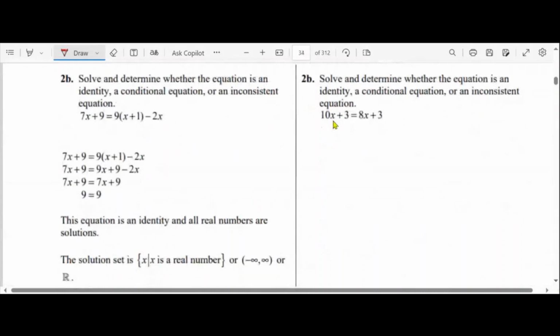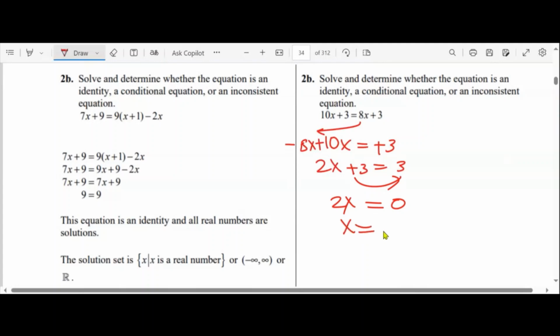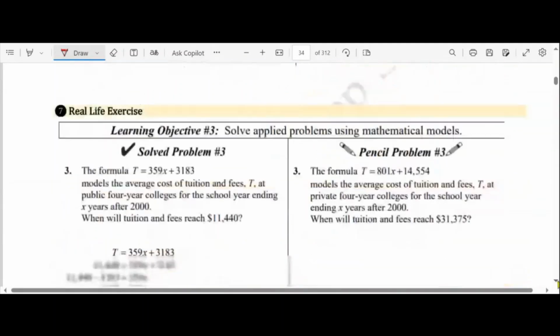Now take a look at this one. I have 10x plus 3 equals 8x plus 3. I move the 8x to the left side, so you get 2x. And we have 3 here, and on the other side we have 3, right? So move the 3 to the other side, we get 0. So 2x equals 0. So x equals what? 0. That's what type? Conditional, okay? All right, let's move to the next one.